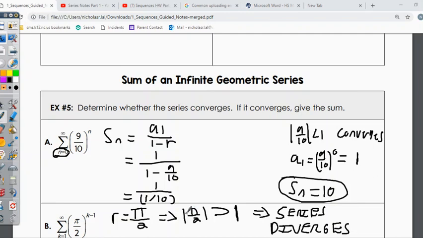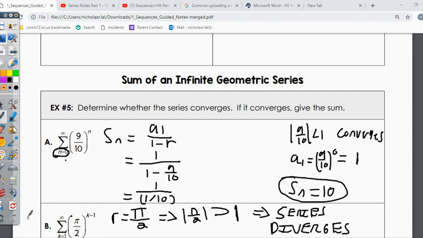So we just leave it like that? Like 1 over 1 minus pi over 2? I'm just saying r is equal to pi over 2. That's your common ratio, because that's what we're raising to the power. So if you don't have a coefficient for your common ratio, that means your starting term is 1.